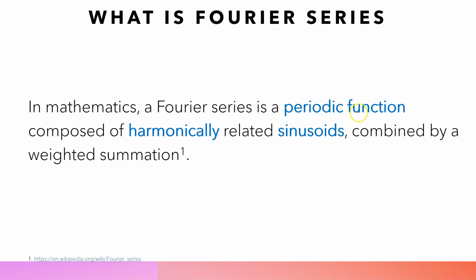Okay, so I want to take your attention to this word in blue color. Periodic function. So in our course, we are concerned with periodic signals. We will see how to represent our periodic signal in the form of Fourier series. We will talk later more on what we mean by harmonic, and sinusoids means sine and cosine functions. These sine and cosine functions are combined with a weighted summation. We will see later what we mean by weighted summation.